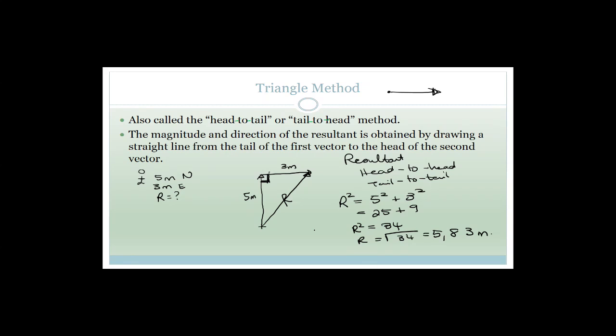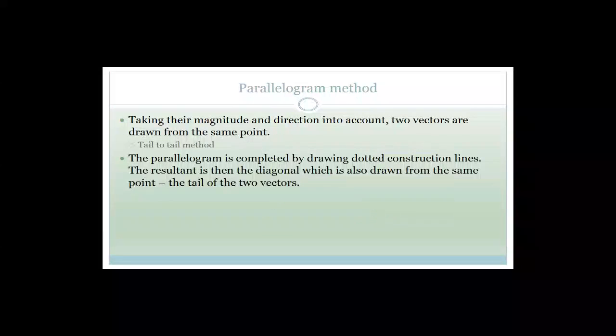So I will talk to you more about finding the angle and finding the direction when we get to that page. But at the moment, you need to realize that we've almost finished, but we still need to work out the direction. But this is the triangle or head to tail method. Now, the different method is the parallelogram method. Yeah, they take the magnitude direction into account.